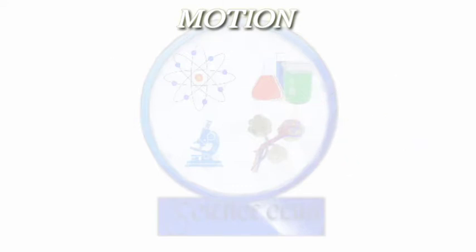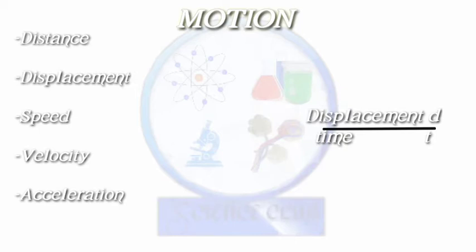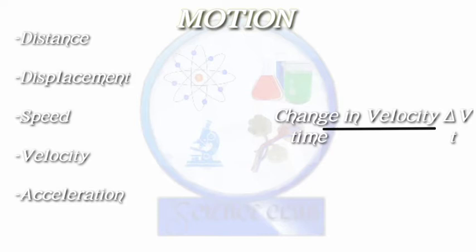Motion is mathematically described in terms of displacement, distance, velocity, acceleration, speed, and time. Distance is a numerical measurement of how far apart objects or particles are. Displacement is a distance traveled in a specified direction. Speed is the rate of change of distance. Velocity is the rate of change of displacement. Acceleration is the rate of change of velocity.